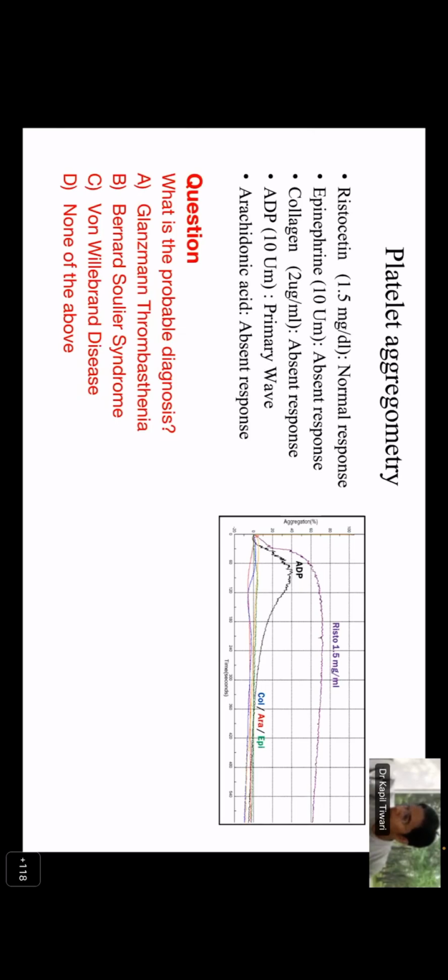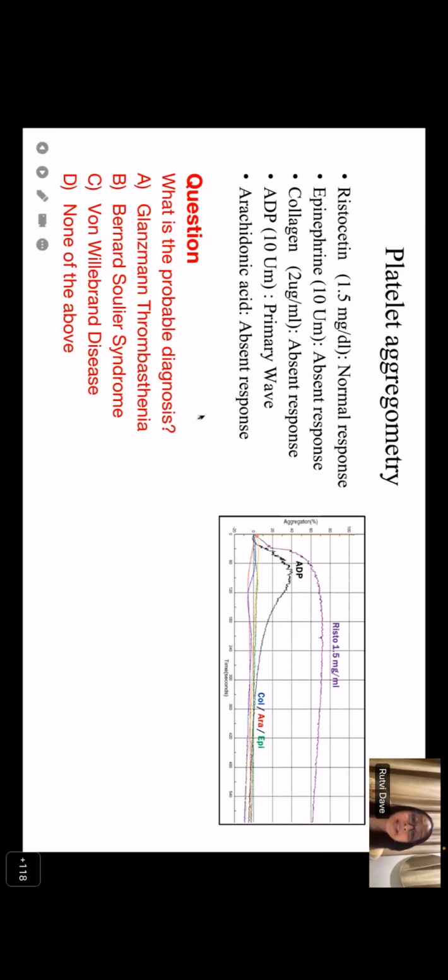Correct. I will come to a proper explanation of Glanzmann's thrombocythemia, but just briefly, it is the absence of glycoprotein 2B3A receptor. This receptor is required for platelet to platelet aggregation in response to all the agonists like epinephrine, collagen, ADP, and arachidonic acid. You cannot have a primary wave response, not even this much response to ADP, in a patient with Glanzmann, because the patient does not have glycoprotein 2B3A receptor. Is this clear? Yes, ma'am.